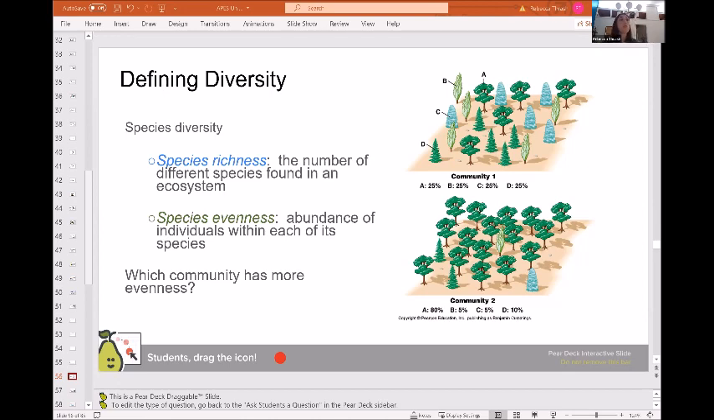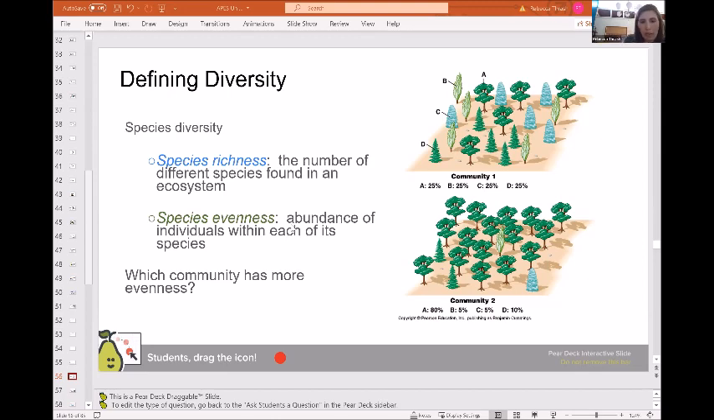Yeah, so evenness, remember, that's going to be how many of each individual of the species is in the distribution of total species in the community. All right, so let's look at each one of these communities. I think most of you are thinking it's community one, so let's talk about why that might be.